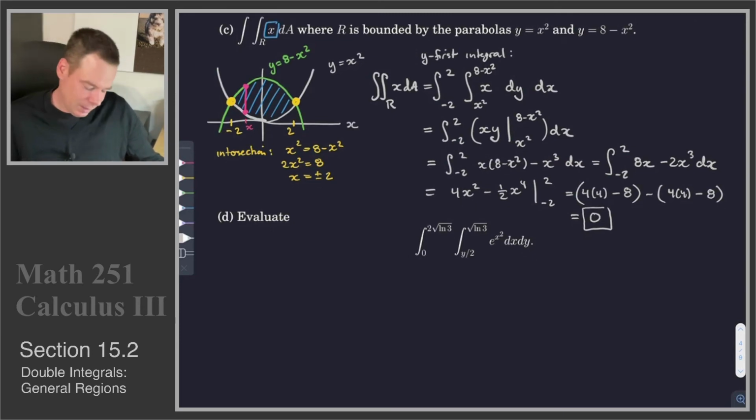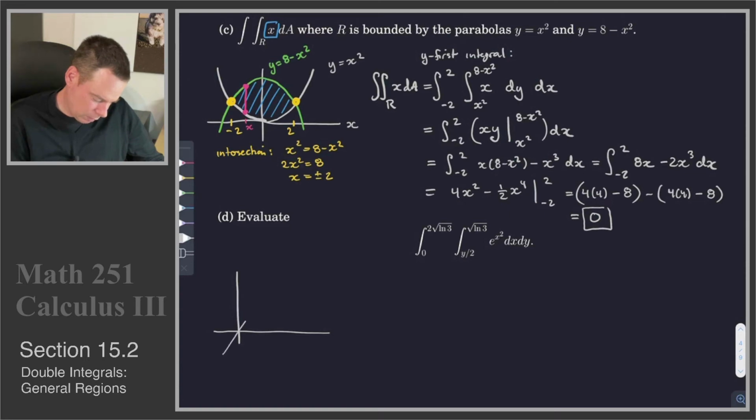All right, let's have a look at the next example. We want to evaluate this function, e to the x squared, over this region. And let's get a sketch for the region. So our region is x going to be between y over 2, so that's like y equals 2x, a line that looks like this, or in other words, x is equal to y over 2.